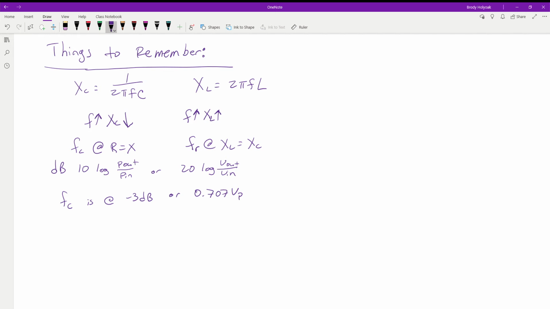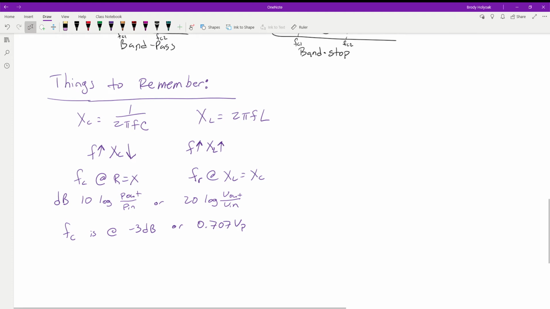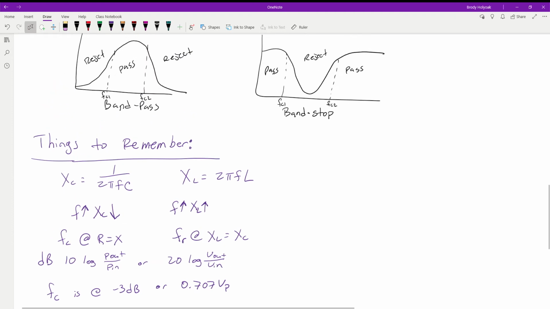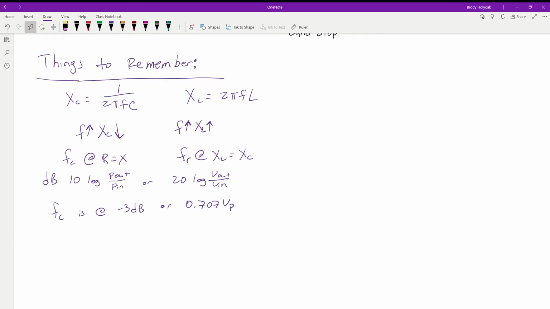All right, so picking up where we left off, the last part we were talking about was the things to remember from our introduction of these. We have to remember that our capacitive reactance is found using the formula 1 over 2 pi FC. The inductive reactance is solved by finding 2 pi FL. So remember, in a capacitor, as the frequency goes up, the reactance value goes down. The opposite in an inductor: as frequency goes up, the X of L goes up as well.